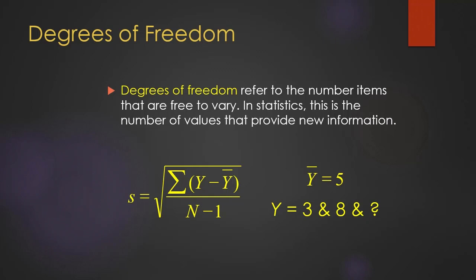So let's suppose, for instance, that we have 3 scores and we know the mean is 5. How many scores are free to vary? Well, if we know the first one is 3 and the next one is 8, we know the average of all 3 scores has to equal 5, therefore the next score has to be 4. There were only 2 unique pieces of information here. So there are 2 degrees of freedom.